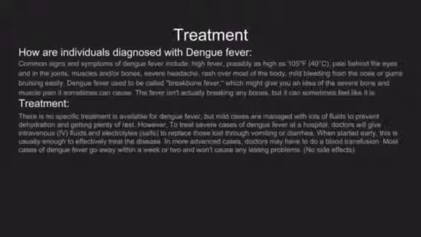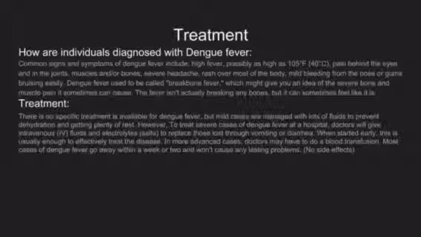How are individuals diagnosed with dengue fever? Common signs and symptoms of dengue fever include high fever, pain behind the eyes and in the joints, muscles, and/or bones, severe headache, rash over most of the body, mild bleeding from the nose or gums, and bruising usually. Dengue fever used to be called break bone fever, which might give you an idea of the severe bone and muscle pain it sometimes can cause. The fever isn't actually breaking any bones, but it can sometimes feel like it is.